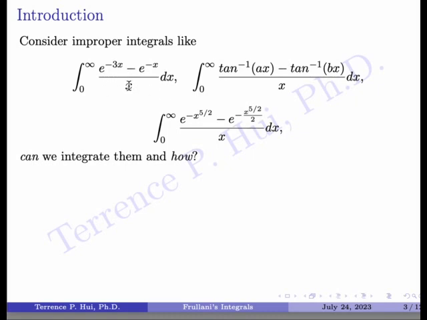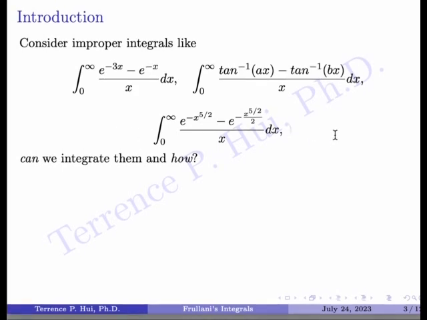E to the minus 3x minus e to the minus x over x. All right? Integral going from 0 to infinity, inverse tangent of ax minus inverse tangent of bx, all divided by x. Now, some of you watching this may say, well, wait a minute. How do you know these integrals even exist? In other words, are they integrable? Again, that is not the focus of this video. So here, we are not going to be concerned with whether they're integrable or not. We assume they are all integrable. We assume that you're dealing with situations in which it is integrable.